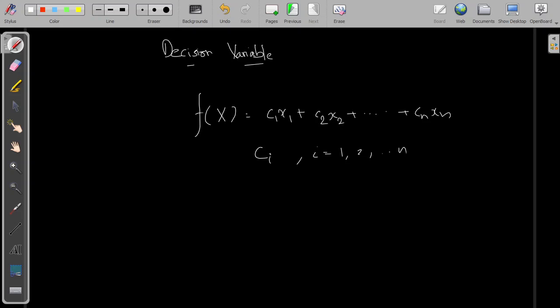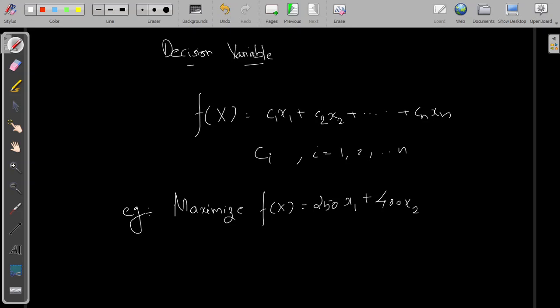Then we have maximize. Example: maximize f of capital X equal to 250 x1 plus 400 x2. This is the best example for a linear optimization problem, with a linear objective function. There are two variables, x1 and x2, and this is a linear function, right?